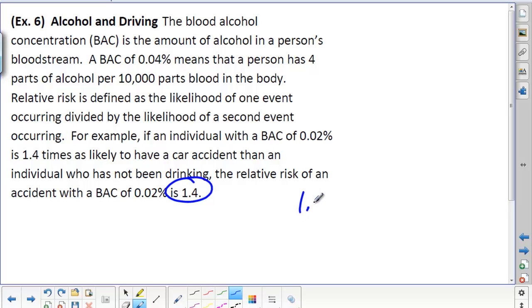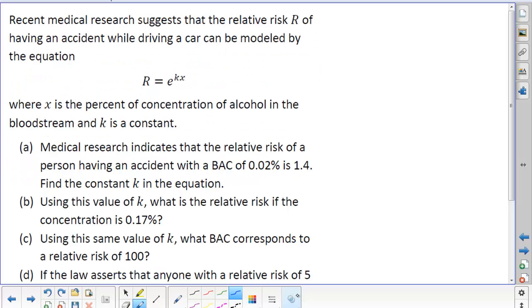Relative risk, the likelihood of the person who is drunk being in an accident divided by the likelihood of the person who is sober. 1.4 divided by 1 gives a relative risk of 1.4. Okay, so that's just setting up some concepts for the next question, and that is this.